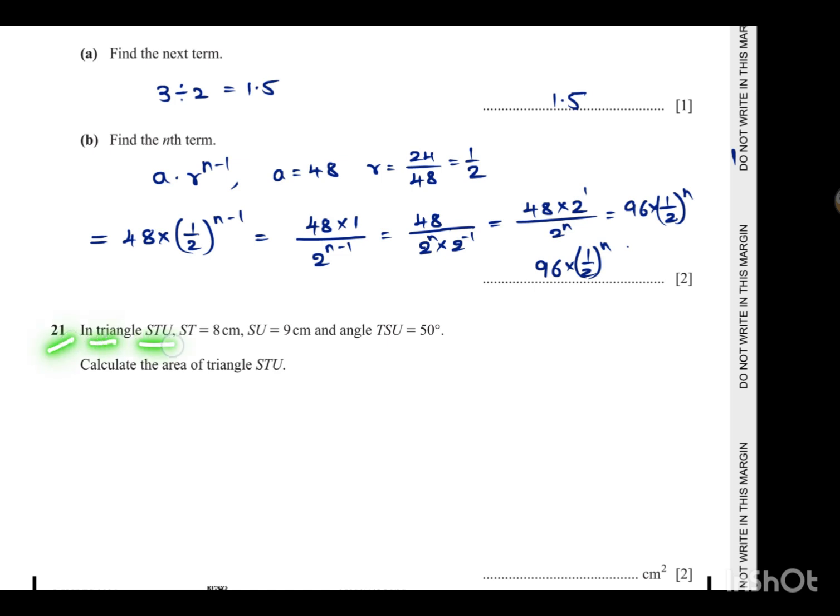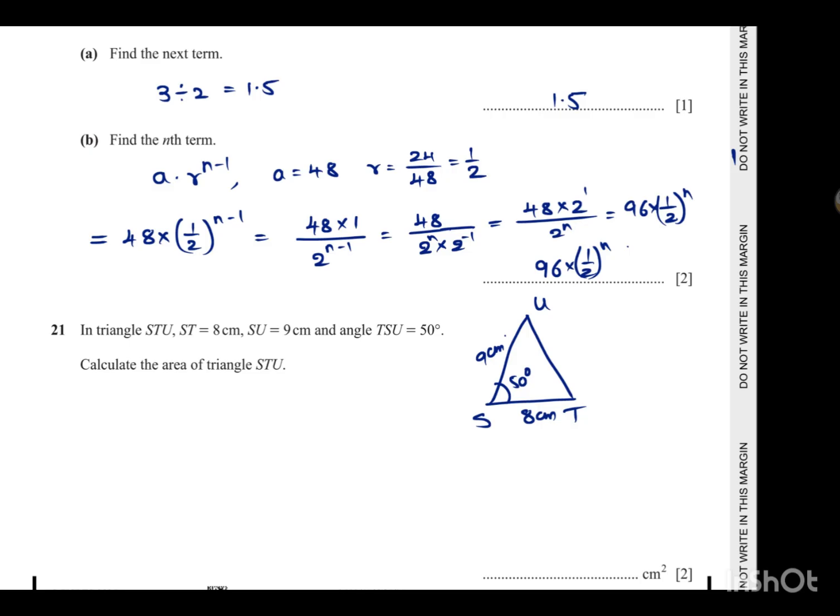In triangle STU, ST is equal to 8 centimeters, SU is equal to 9 centimeters, and angle TSU is equal to 50 degrees. Calculate the area of triangle STU. So let me draw a rough triangle like this. STU. Angle TSU is given, that is 50 degrees. ST side is given, ST is 8 centimeters. SU side is given, that is 9 centimeters. Now we need to find out the area of the triangle STU.